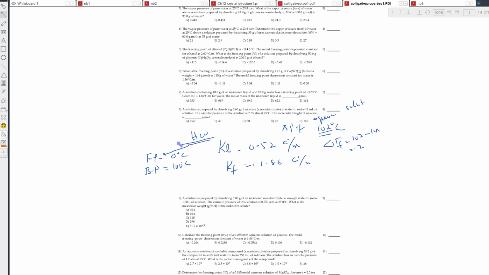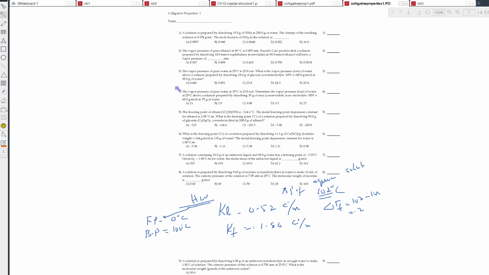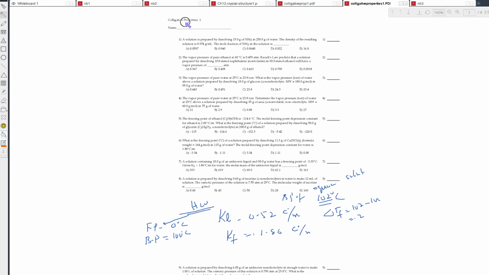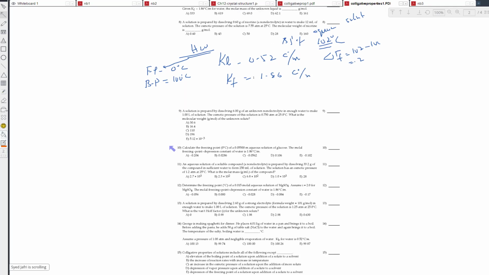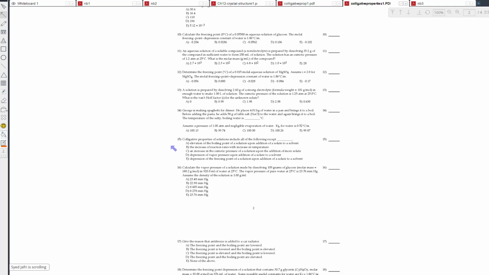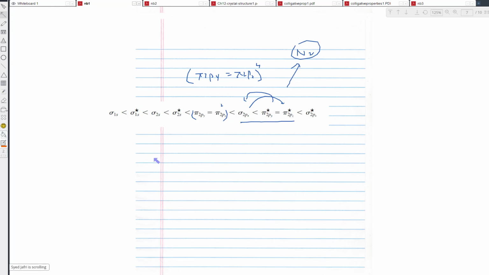All right. What is this worksheet here? This is colligative properties. Okay, let me ask one question. If we can stop here, it's no big deal. I'm going to ask you one question.